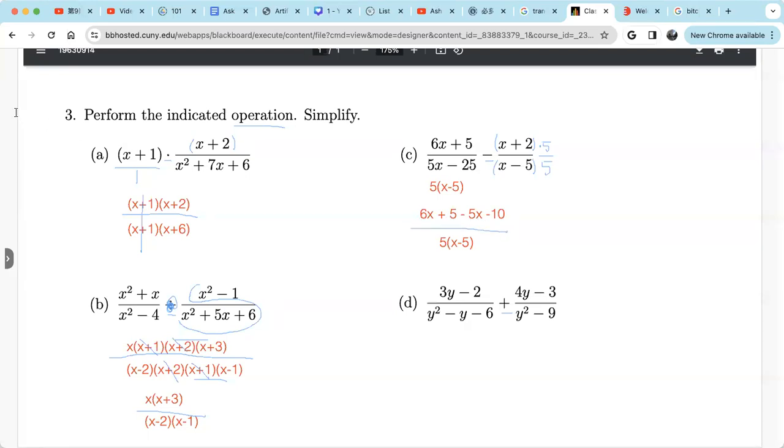Now we combine like terms in the numerator. 6x minus 5x, that's just x. 5 minus 10, that's minus 5. So x minus 5 in the numerator, 5 times x minus 5 in the denominator.